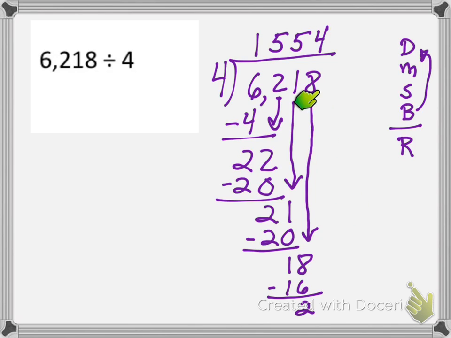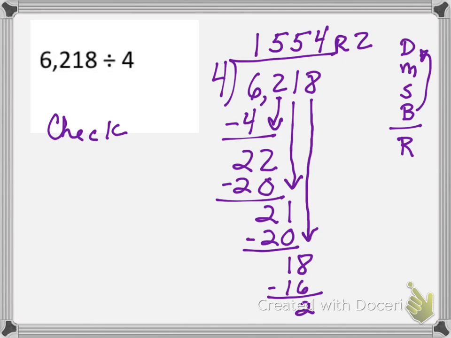Notice, after the 8, there's nothing left to bring down. And after we subtract, we skip right over to the remainder, and our remainder is 2. So now we've got to check this big one.